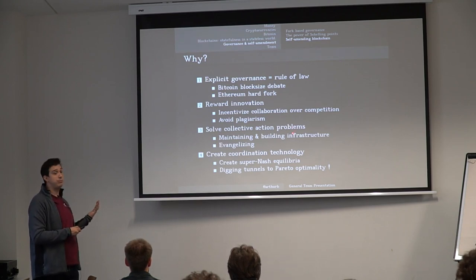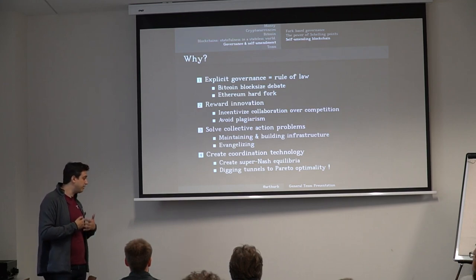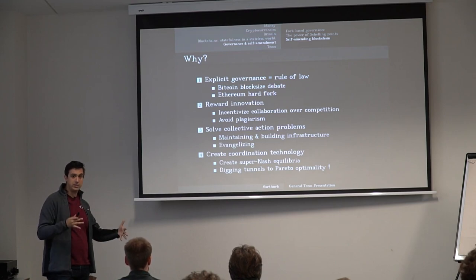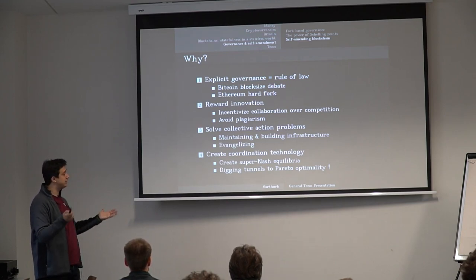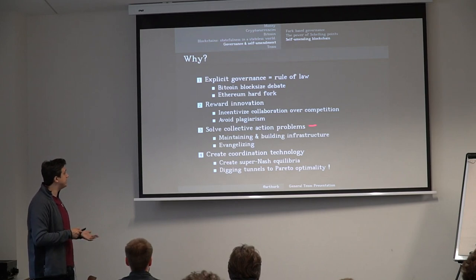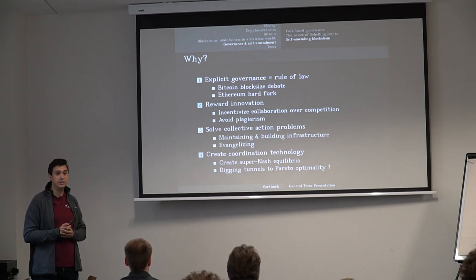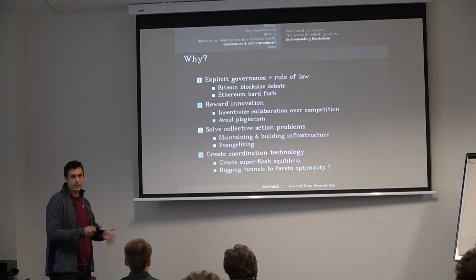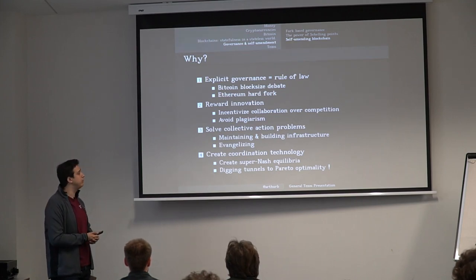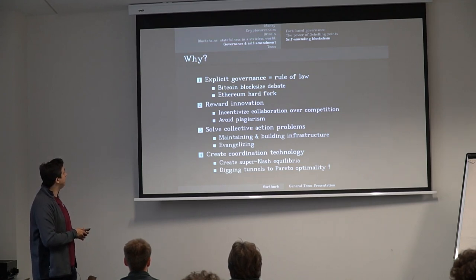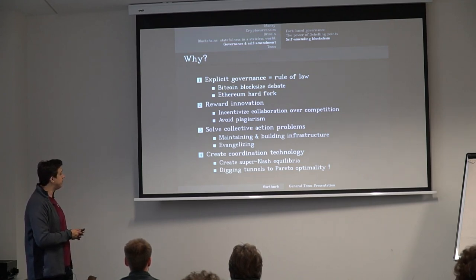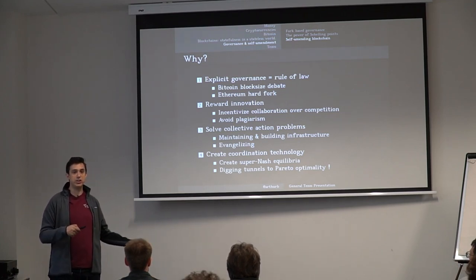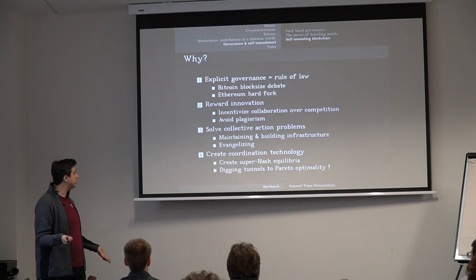You can solve collective action problems. So having a block reward in Bitcoin solves the collective action problem of getting security in the system, but there are others, like evangelizing, telling people about it, or maintaining and building infrastructure that's needed for the network. Let's say you want to build a mesh radio network for transmitting your blocks. That's something you can solve. And in general, you're creating coordination technology. It's not just money. Money is a tool of coordination, but blockchain is also a tool of coordination.